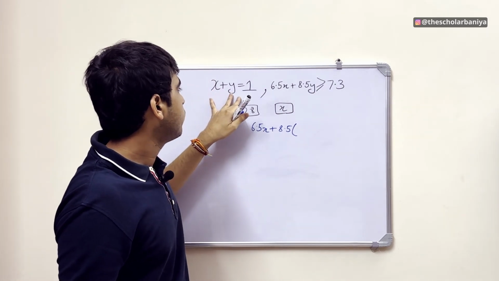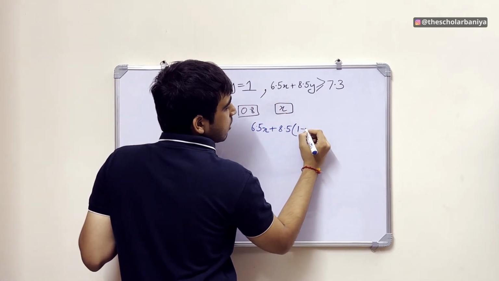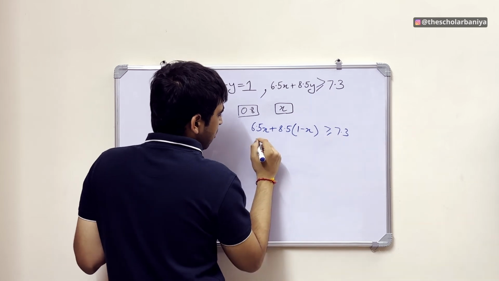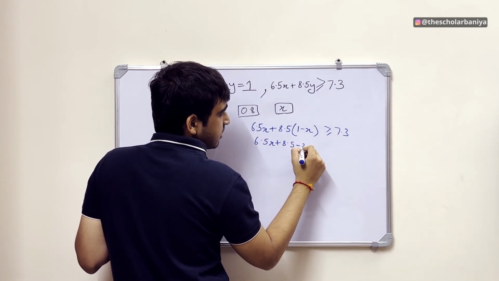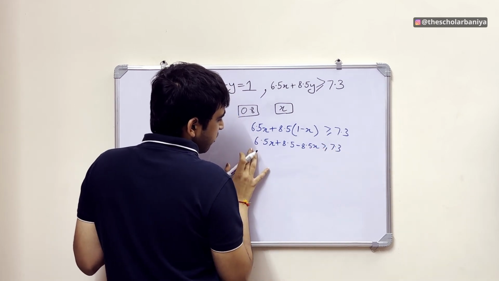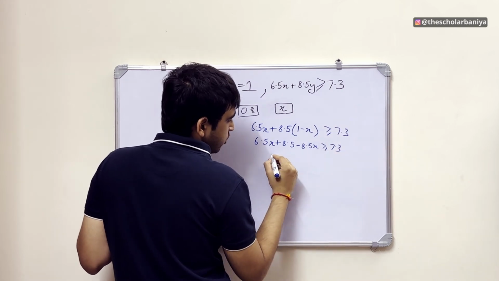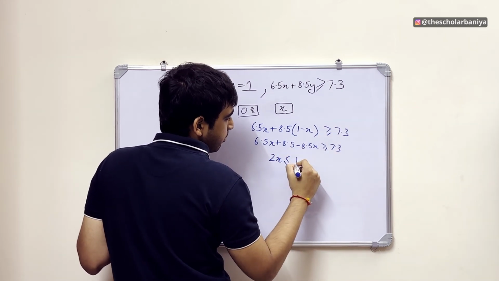So x plus y is equal to 1, so we can write y is equal to 1 minus x. 6.5x plus 8.5 times 1 minus x is greater than or equal to 7.3. You just solve this and you will get your answer. So 6.5x plus 8.5 minus 8.5x is greater than or equal to 7.3. If you solve this, 6.5x minus 8.5x gives minus 2x, so 2x is less than or equal to 8.5 minus 7.3, which is 1.2.